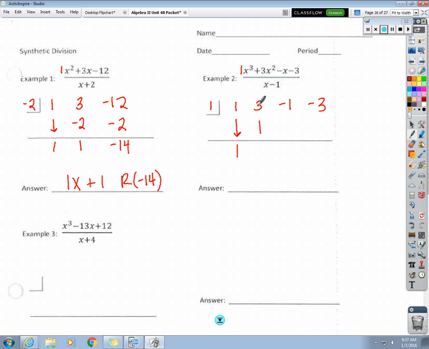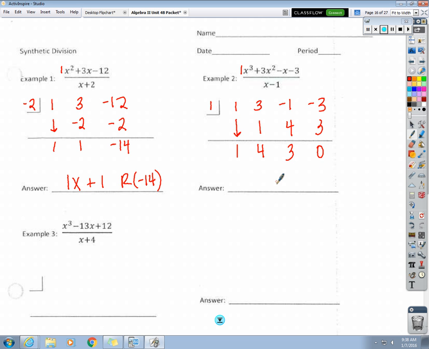And then basically you just do what you see. We have a positive 3 and a positive 1, which would be a positive 4. Now that that's your bottom number, you multiply it by the box number, and it makes a 4, because 4 times 1 is 4. Now we see that we have a negative 1 plus 4, which is 3. Then we multiply that 3 by our box number, and we get a 3, and that becomes a 0. Negative 3 plus 3 is 0.